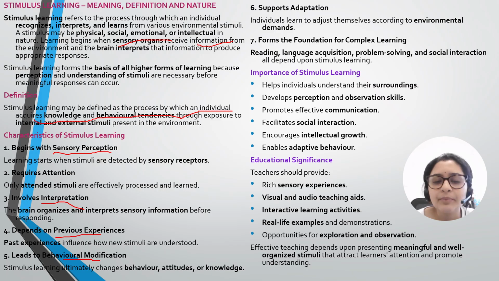Then it supports adaptation. That means because of stimulus learning, a person will adjust himself according to the environmental demands, and it forms the foundation. It is the basis of complex learning. So this is the importance of stimulus learning, and you can go through the educational significance.